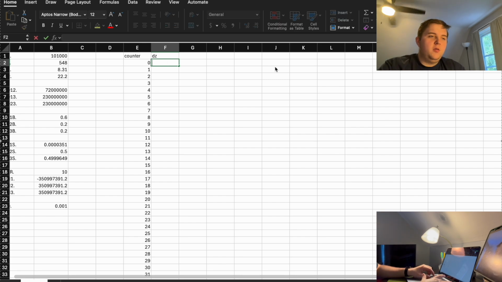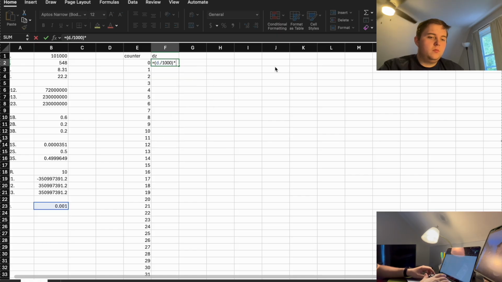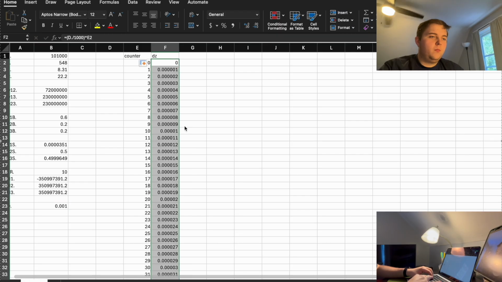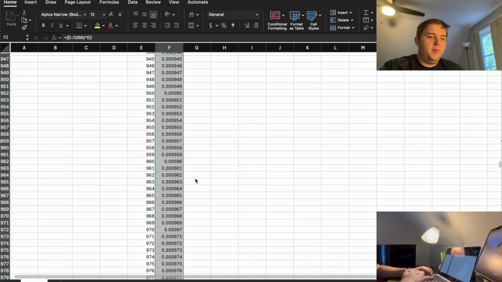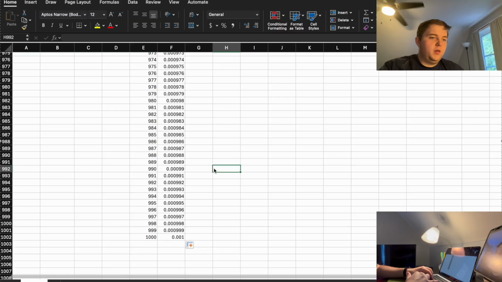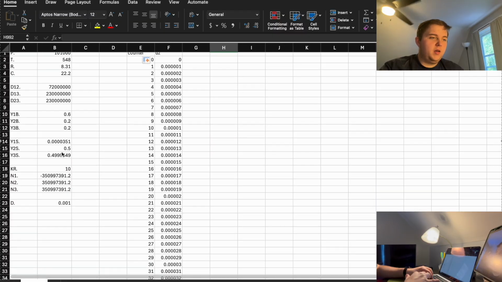So for our DZ we're going to have it equal to our D value divided by 1,000. And then we have to multiply that by the counter for it to work. Make sure that it should stop at our film thickness, hopefully, or at least it should. Yep, at 0.001. Make sure that's our film thickness. Yep, okay, looks good.